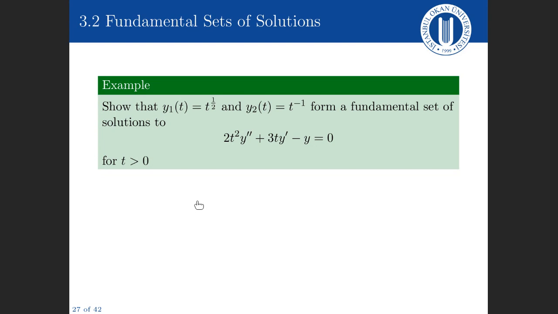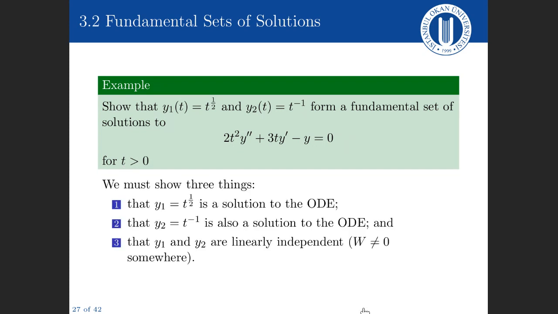2t squared y double prime plus 3t y prime minus y is equal to 0. I'm only interested in t greater than 0 because we have a t at the front. To answer this question, we need to show three things. We need to show that y1 is a solution to the differential equation.